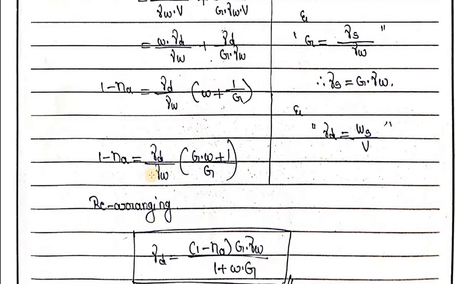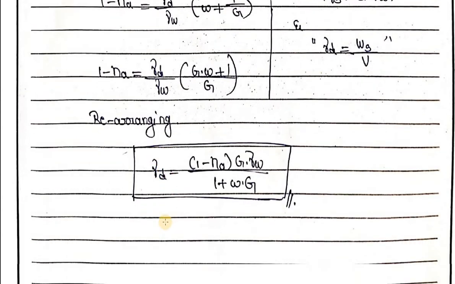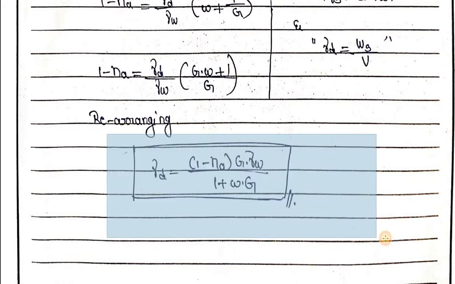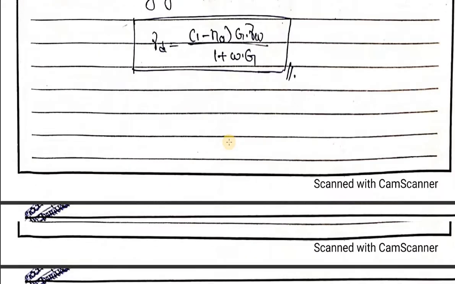After simplifying and rearranging, the final equation for γd is equal to (1 minus Na) into G into γw divided by (1 plus small w into G). So this is the final equation after rearranging.